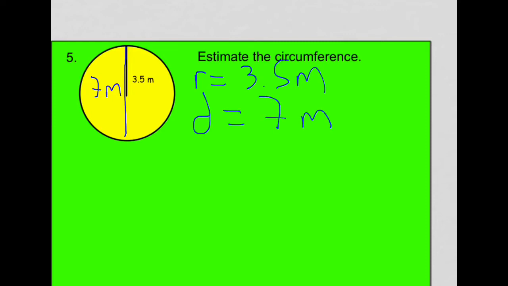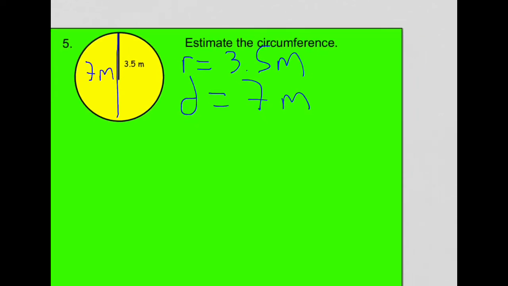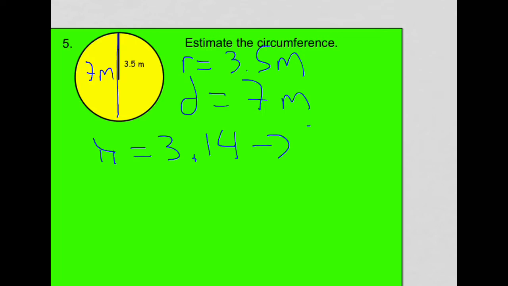In this question it says estimate. When we're estimating, we want to stay away from decimal numbers. We always know pi is valued at 3.14. But if we want to estimate the circumference and do some quick mental math, then we're going to want to round 3.14 to 3.